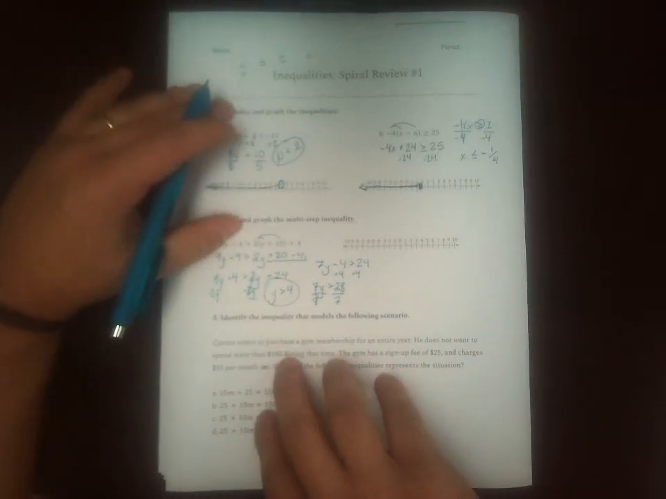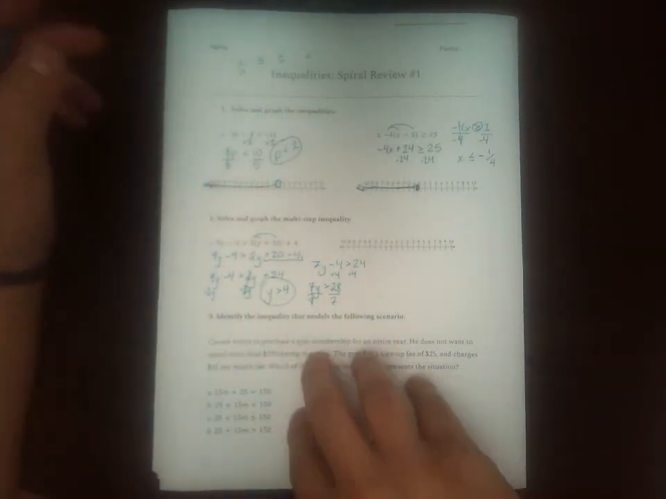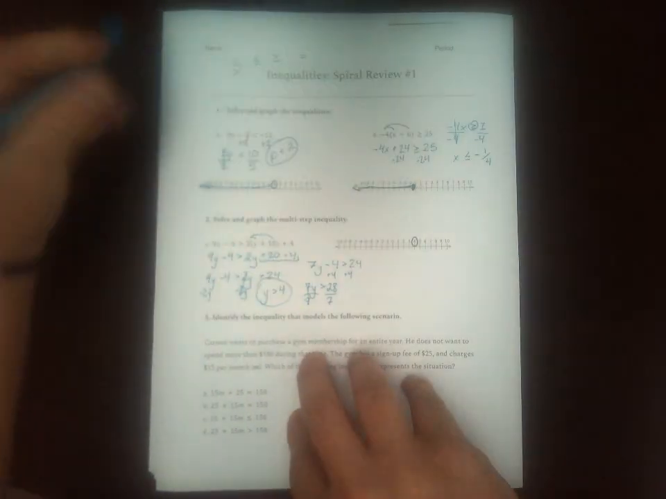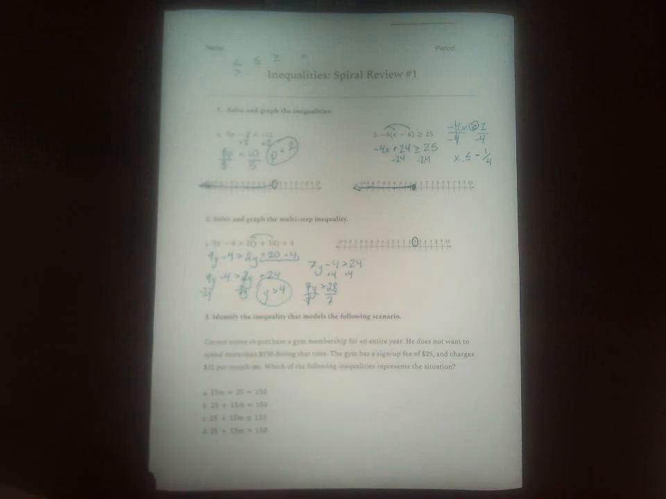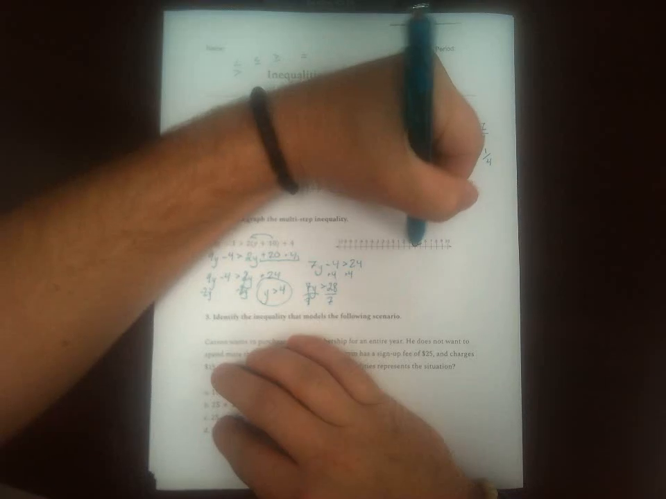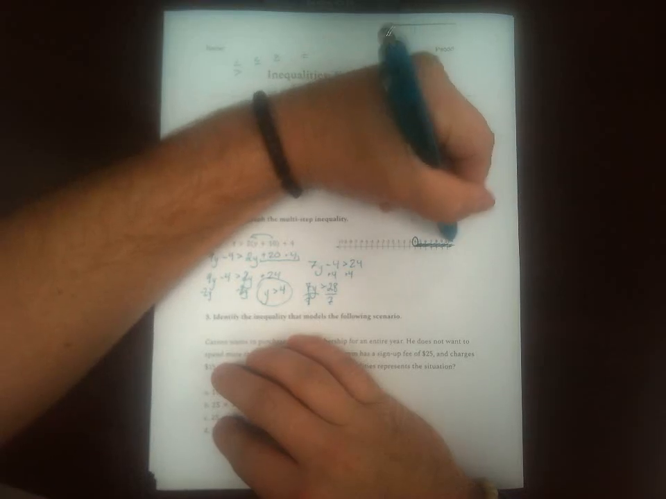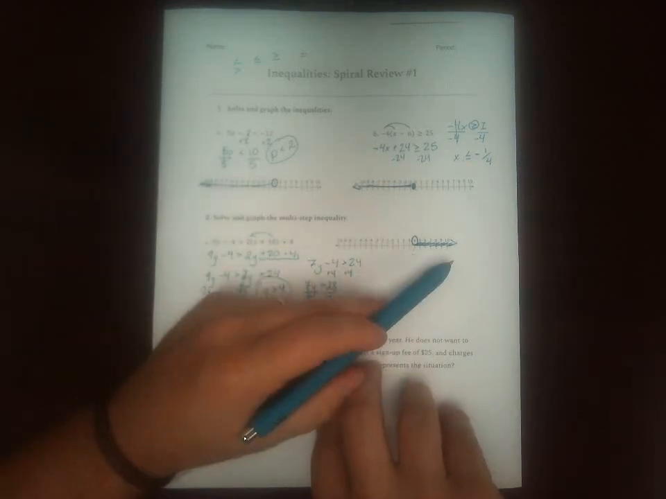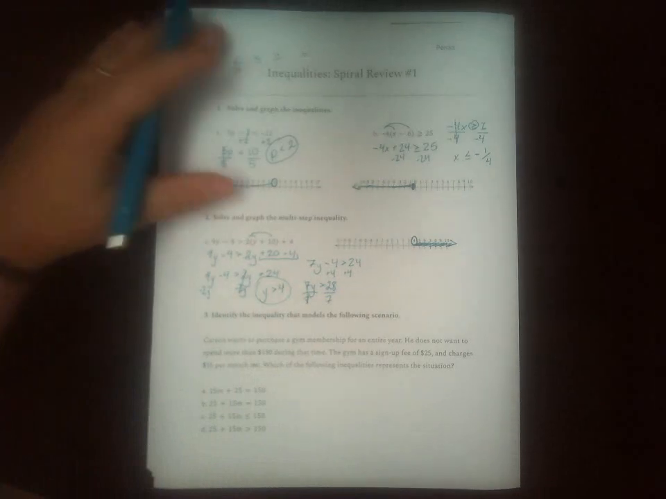Now there's a number line over here. Let's graph y is greater than 4. So 4 is right here. We're going to leave the circle open, right? Because it's just greater than. It does not include 4. It is greater than 4. And we'll shade in that direction. Okay, because greater than, you move to the right because it is a bigger value.